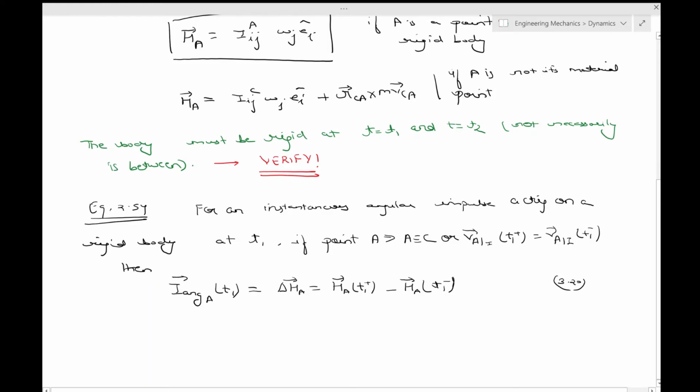Okay, so this is a case where clearly T2 has been replaced by T1 plus and T1 by T1 minus. It's an instantaneous angular impulse. Okay, now let's draw a diagram perhaps, or we'll do that later.